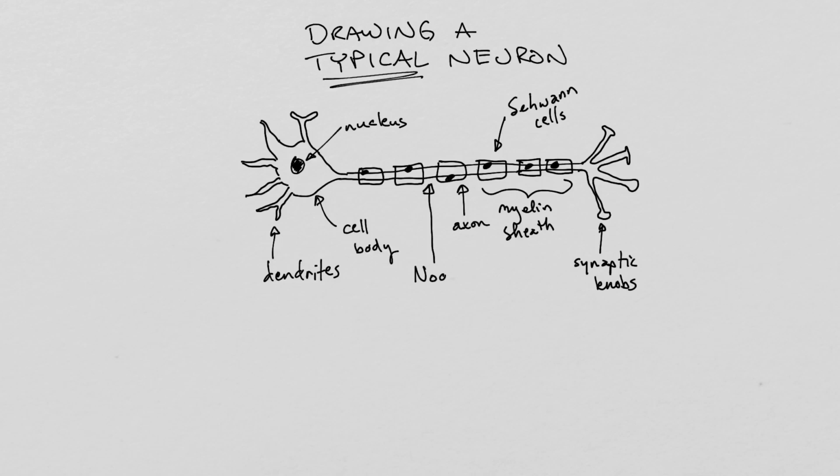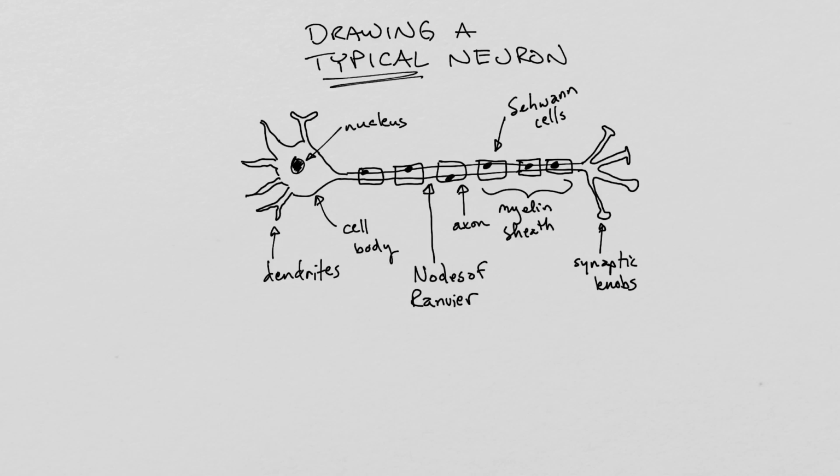Now, in between, we have a name for these little spaces in between the Schwann cells. These are called the nodes of Ranvier, or Ranvier, not quite sure. Remember that one of the advanced options is to be able to describe how saltatory conduction works. And that has to do with these nodes of Ranvier.